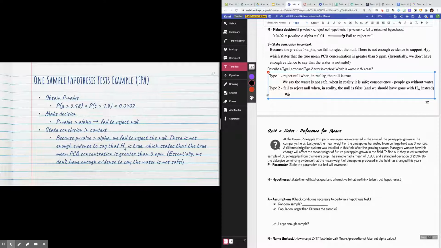Okay, so in the context of this problem, what that means is that we're going to fail to reject the null. So we're going to go with the null for now. So we say the water is safe because that's what the null says, right? When in reality, it is not. Okay, so the consequence here is that people drink poisoned water.